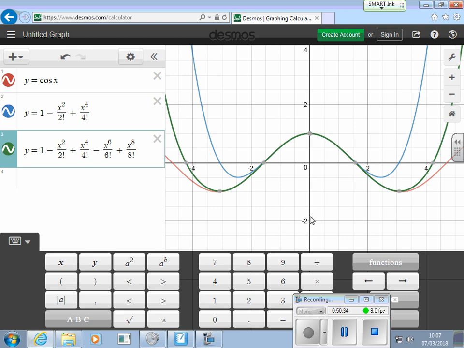And if we carried on adding terms, going to the nth term being infinity, we would have exactly the function cos x. Okay?